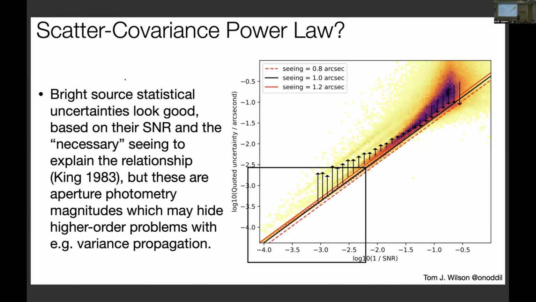And the bright source statistical uncertainties look good based on the relationship between statistical astrometric uncertainty and seeing. I've quoted Ivan King, 1983, as the citation there. But I should note that this is aperture photometry magnitude, specifically APO3, which may hide second order problems with things like covariance and variance propagation in the coadding process. But essentially the data in the bottom, the histogram in the background, agrees with sensible values for seeing of slightly sub-arcsecond, which is probably what was simulated.